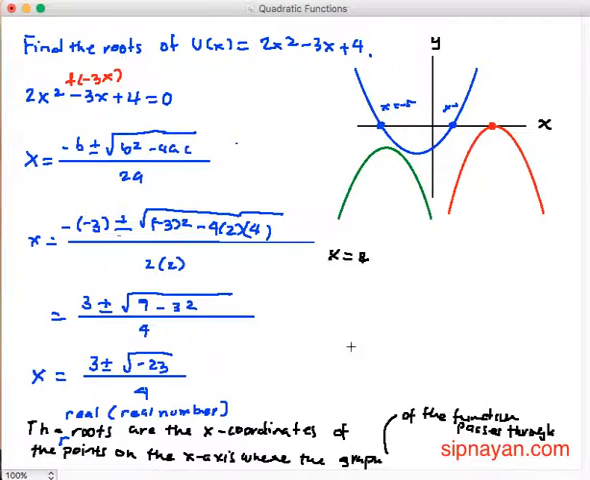So, let's look at this from our previous computation. You may be wondering why it is here. That's from the previous video, where we computed the roots of 2x squared minus 3x plus 4, which is equal to u of x, our function. We computed the roots using the quadratic formula and ended up with this equation. So, it has two roots: 3 plus square root of negative 23 over 4, and 3 minus square root of negative 23 over 4.